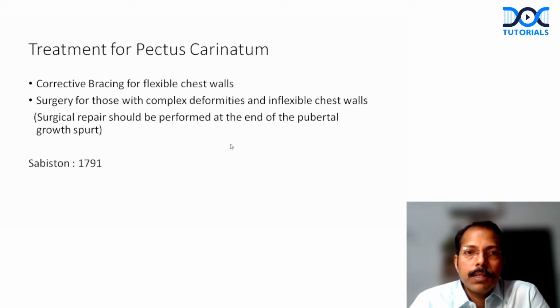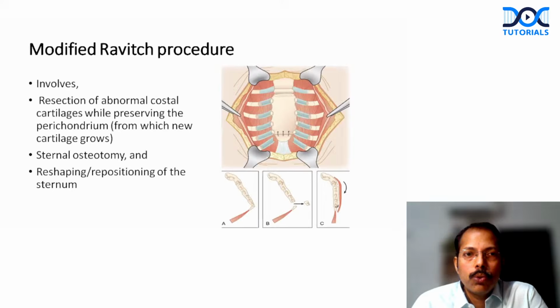So what is the treatment? For a flexible chest wall, corrective bracing. Okay. And for those with complex deformities and inflexible chest walls, we have to do a surgical repair. Preferably, that should be performed at the end of the pubertal growth spurt. Okay, it is given in your recent edition of Sabiston. It is the modified Ravitch procedure. It involves the resection of abnormal costal cartilages while preserving the perichondrium. Okay, so from the perichondrium only, new bone and new cartilage grow.